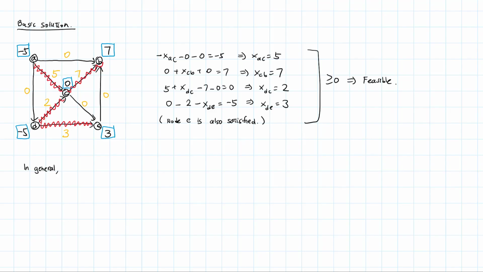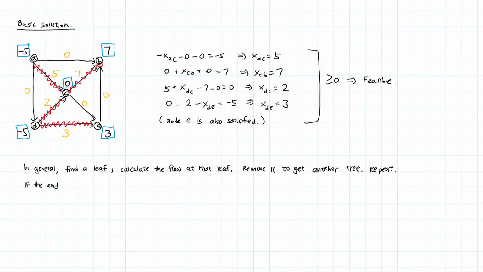So in general, what we do to solve for a basic solution is we find a leaf, calculate the flow at that leaf, remove it to get another tree, and we repeat. In the end, if we get a feasible flow, that is, all the non-negativity constraints are satisfied, then it is a basic feasible solution, BFS.